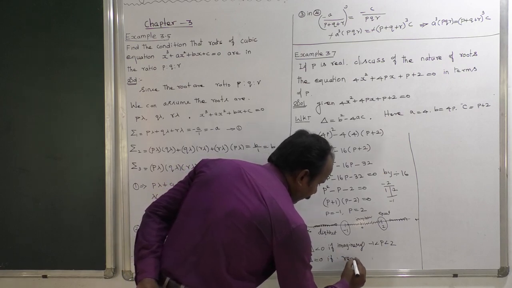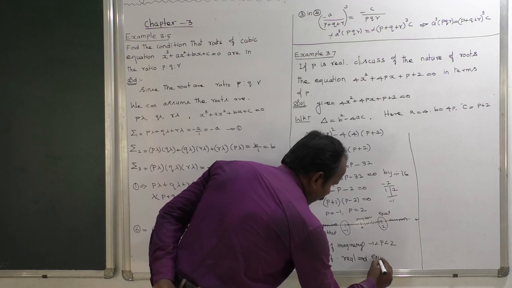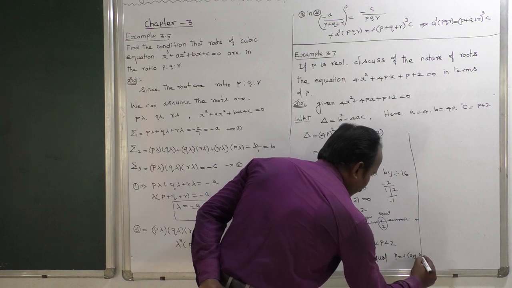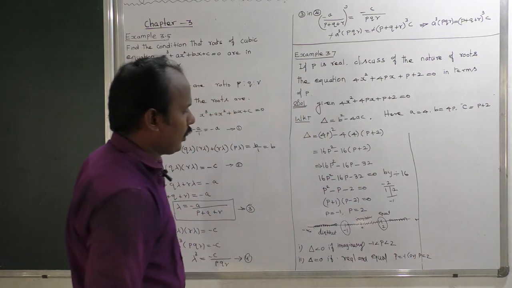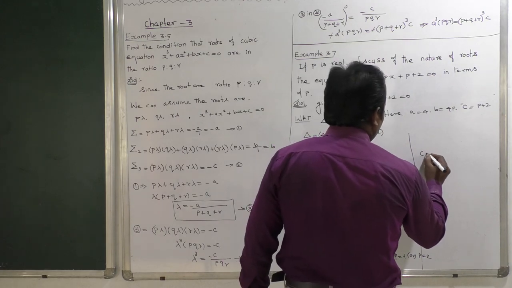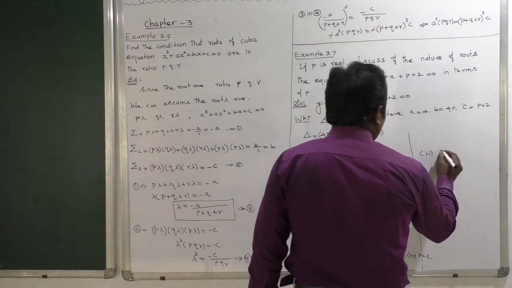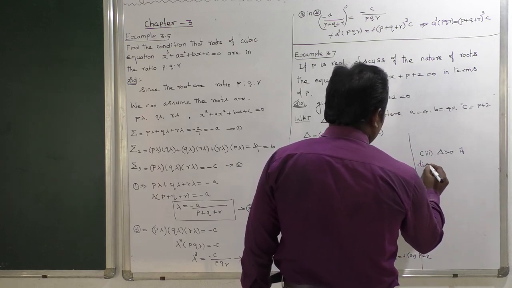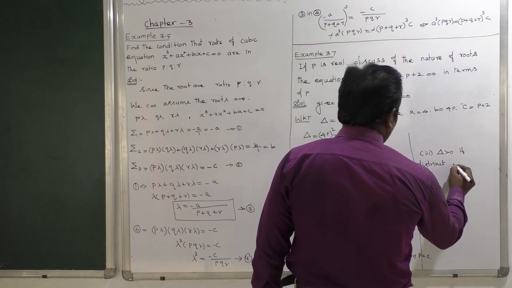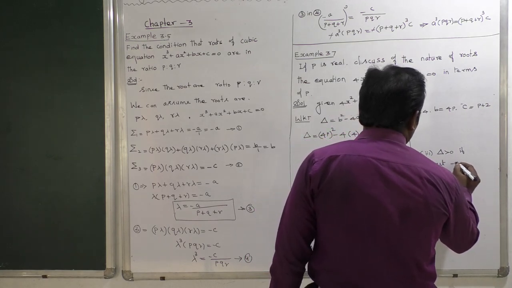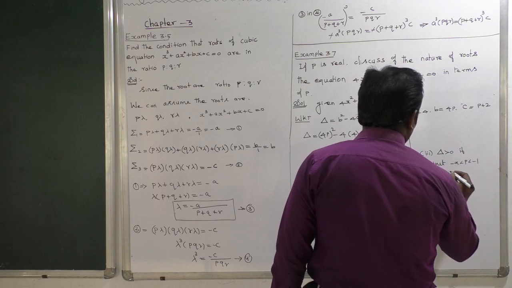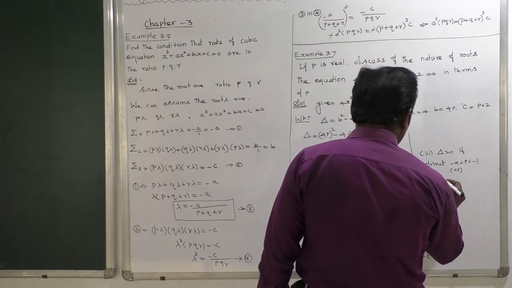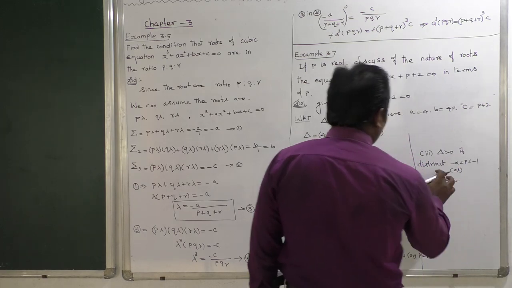Second, delta is equal to 0: the roots are real and equal, so p is equal to minus 1 or p is equal to 2. Third, delta is greater than 0: the roots are real and distinct, so minus infinity is less than p is less than minus 1, or 2 is less than p is less than infinity.